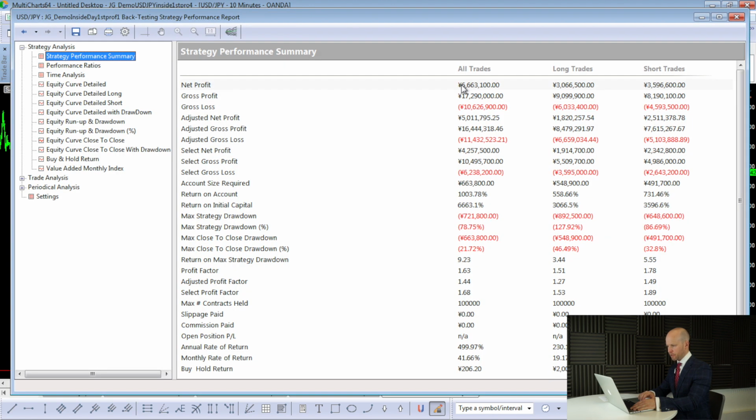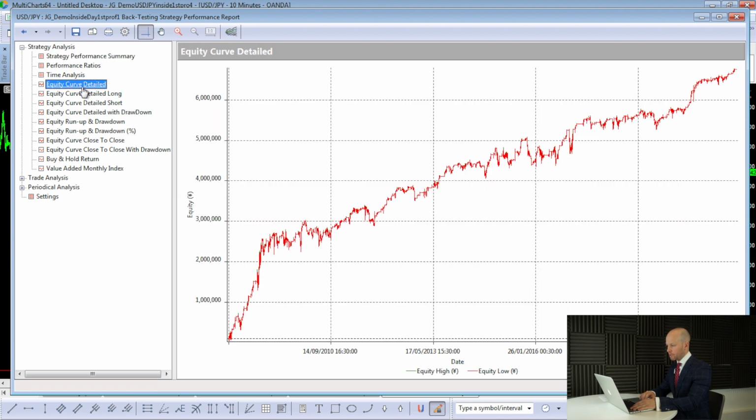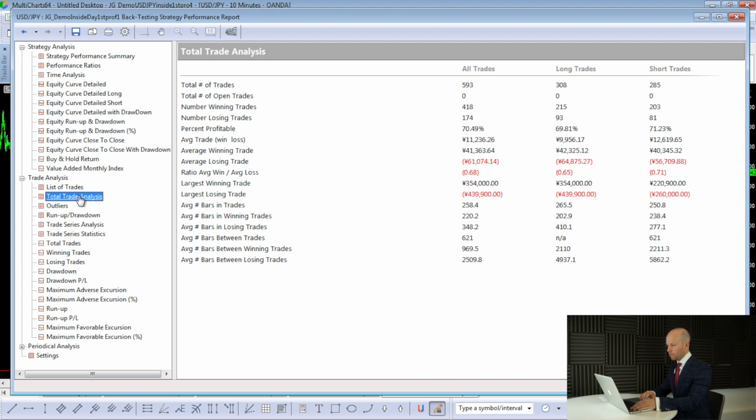We're making less net profit than before, we already know that. The drawdown's gone down again, so that's good. Looking at the equity curve, that's even better. Look, that's really nice, and that's how I'd want it to look, so that's great. Total trade analysis. We've still got an average trade of 11,000, so that's really good too. And percent profitable is higher at 70%.